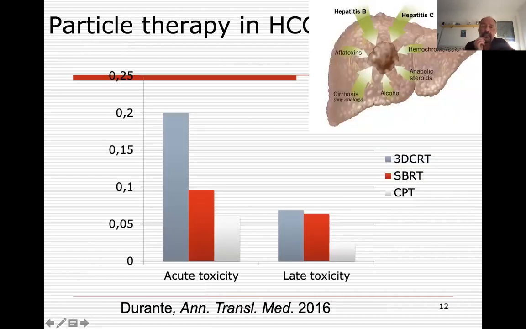And in fact, if you make a review of all the clinical data on toxicity using 3D conformal radiotherapy, SBRT and charged particle therapy, mostly protons, but also heavy ions, in hepatocellular carcinoma, you see that this is the rate for 3D CRT, this is SBRT, and this is charged particles, acute toxicity and late toxicity. There's always a tendency to have less toxicity with particles.